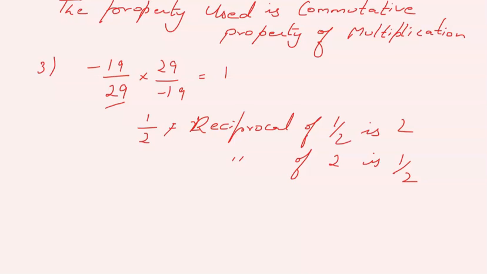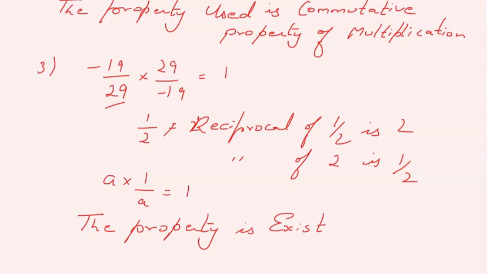Existence of multiplicative inverse. The property used here is existence of multiplicative inverse. That is, a into 1 by a is equal to 1. Generally speaking, a into 1 by a is equal to 1. So the property used here is the existence of multiplicative inverse.